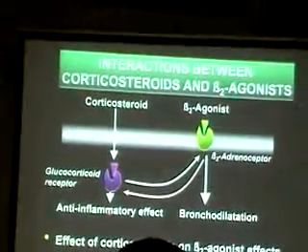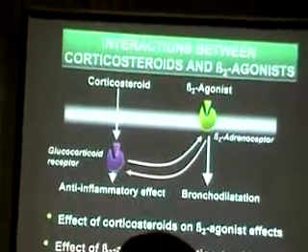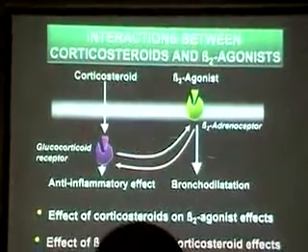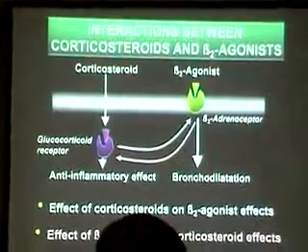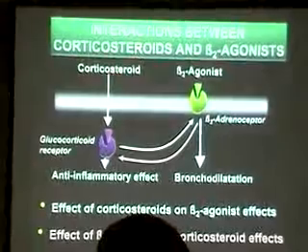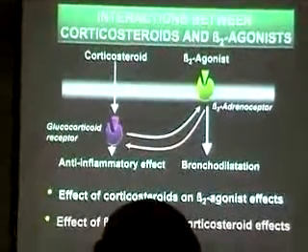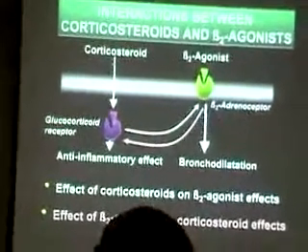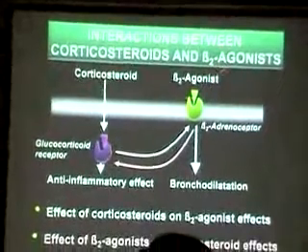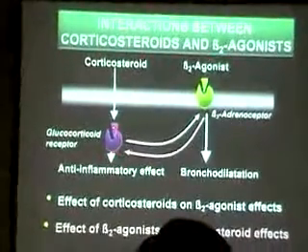So, in conclusion, what we can say about the interaction between the corticosteroids and beta-2 agonists: the corticosteroid comes in, and as we have shown, it inhibits a few things. However, it activates another gene, which is the beta-2 receptor gene. And the moment the beta-2 receptor gene is activated, the number of beta-2 agonist receptors increases. And this is also a very gentlemanly behavior on the part of beta-2 agonists.